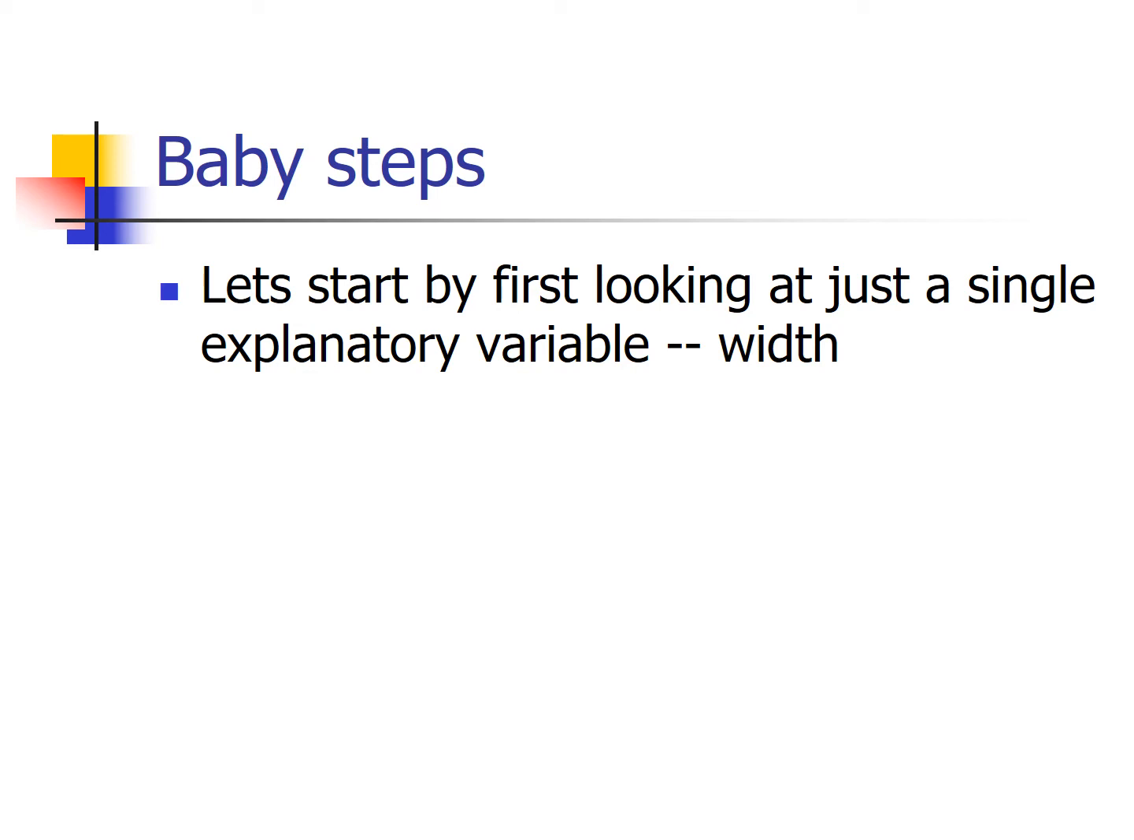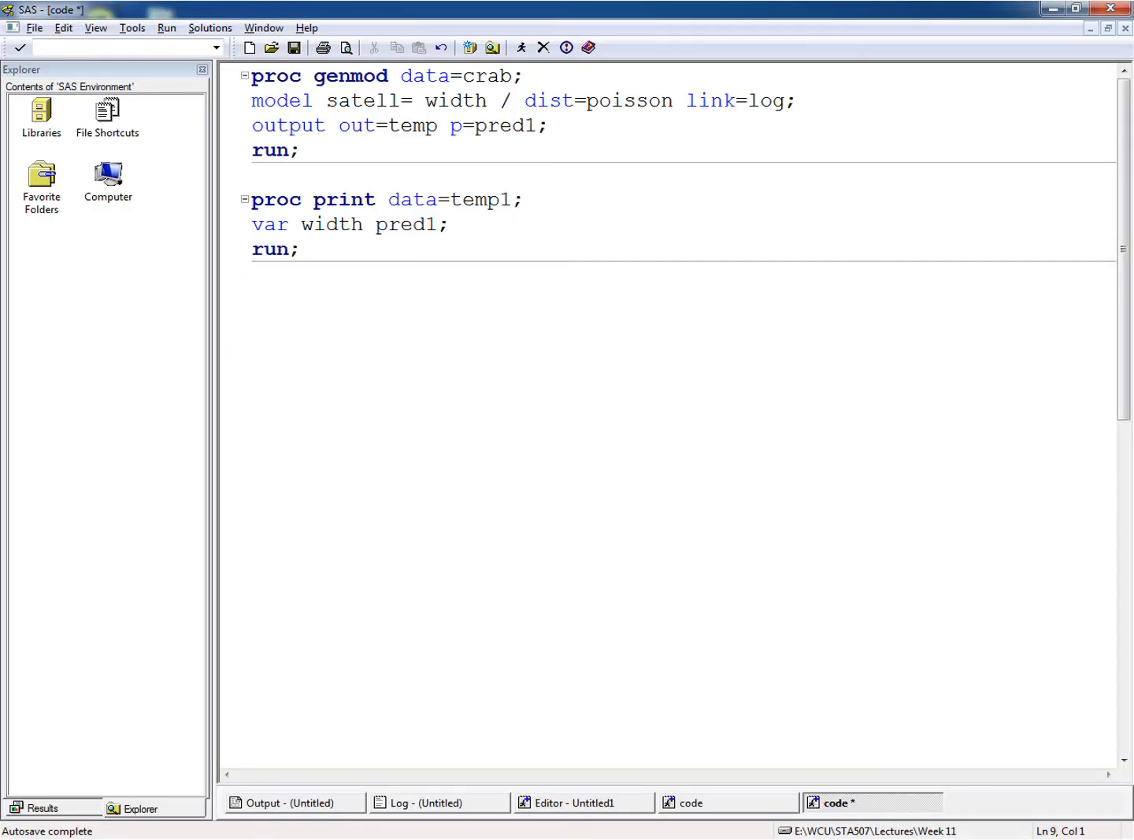So baby steps. Let's start by looking at just a single explanatory variable. Let's start with just width. So here's a new proc for us. These generalized linear models can be fit with PROC GENMOD. PROC GENMOD has a model statement, just like most of our modeling-based procs. We do Poisson regression by doing dist equals Poisson, so that's the distributional assumption. And then link equals log. That's that link that we need.